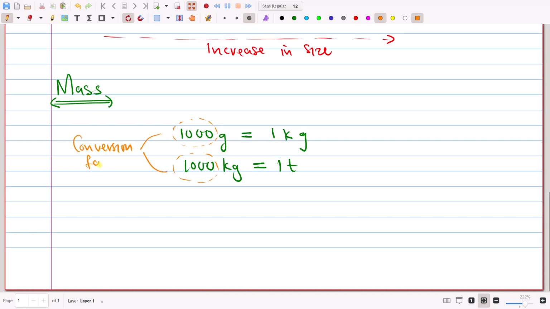So that's our conversion factor at this instance. When it comes to the hierarchy of mass, the gram is the small unit, the kilogram follows in size, and then the ton is the bigger one, like that. So this is the hierarchy that we have for the units that are used for measuring mass.